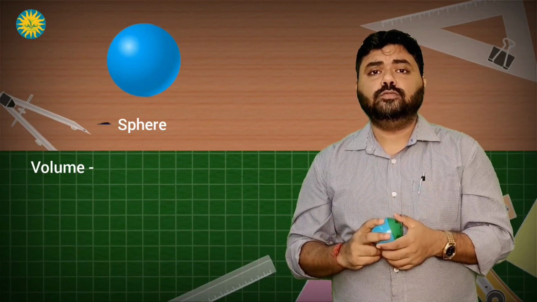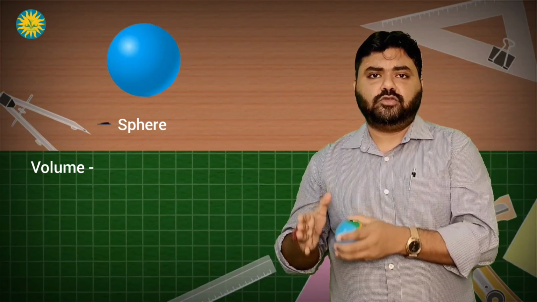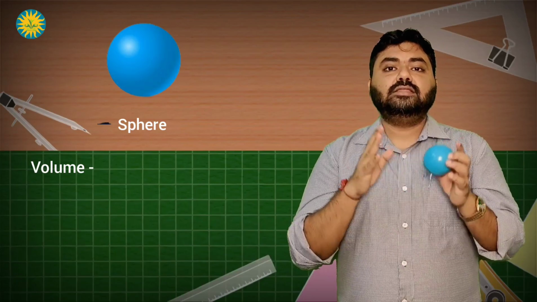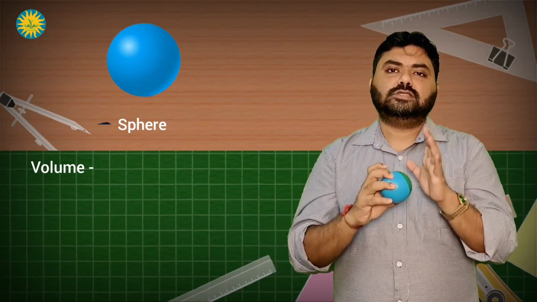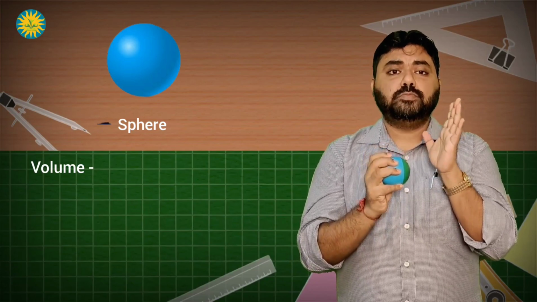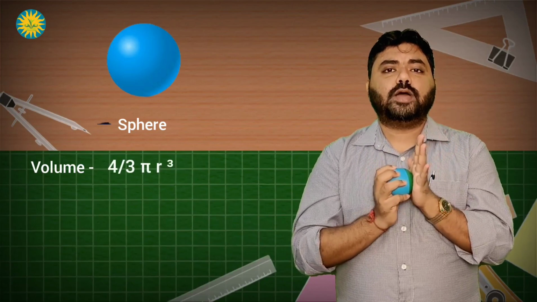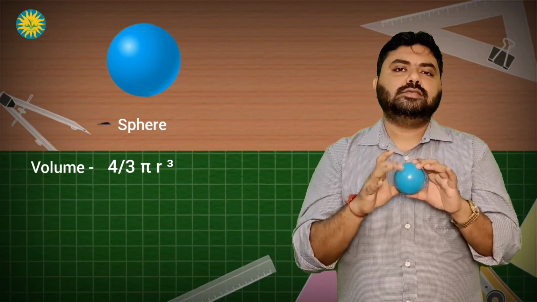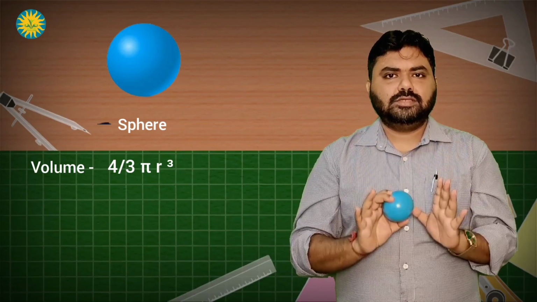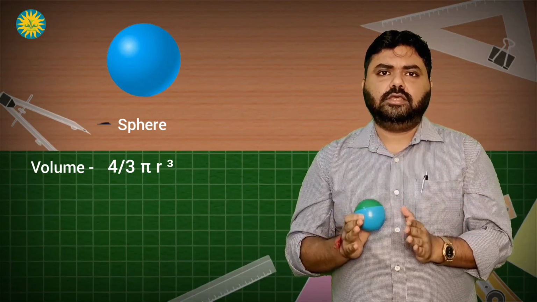Now we have to memorize one formula for the volume. Since it's a volume, 3 dimensions will be there, so we are taking the cube of the radius, that is r cube. The formula for this volume, which we have to memorize, is 4 by 3rd pi r cube, where r is the radius of this sphere. So this is the volume and surface area of a sphere.